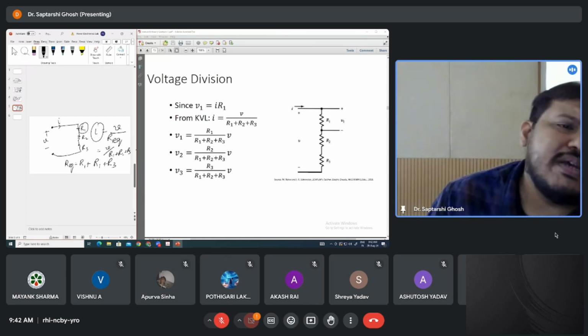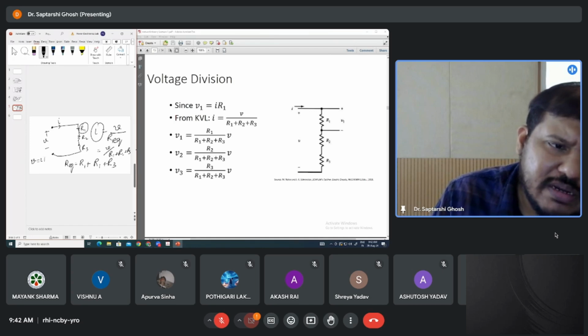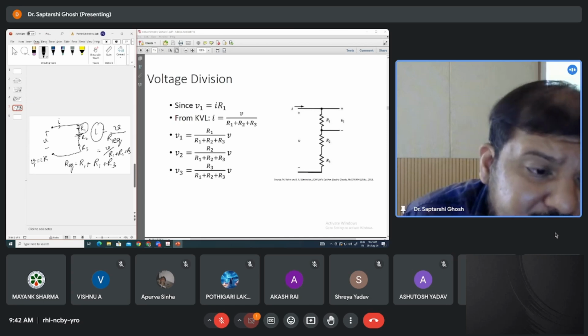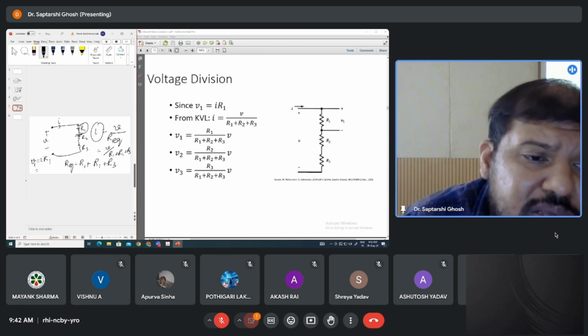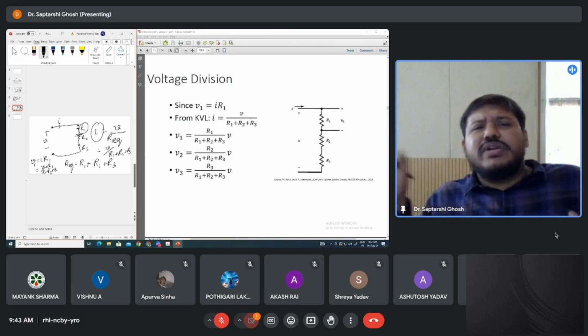Okay, then what will be the voltage across R1? That is nothing but applying the same Ohm's law, V equal to IR. You are trying to find V1, the voltage across this element. So V1 will be equal to whatever the current flowing through the element, the same current I, multiplied by the resistance R1. I will be V divided by R1 plus R2 plus R3, and in multiplication this R1 will be there. So this is the basic voltage division.